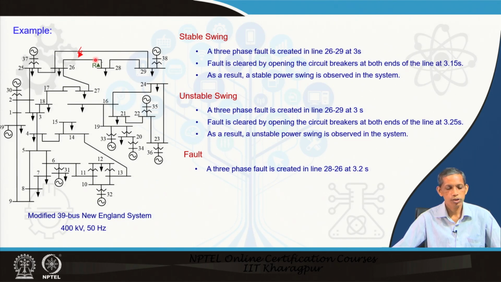So, for the stable swing, we created a fault and then cleared this line, and then this relay considered it an observed swing. Second case, unstable swing: we delayed the clearance of this fault, so this relay observes the unstable situation. Then, instead of this fault, we create a fault in this line between 28 and 26. So, these three situations are to be distinguished by the swing center voltage approach and its rate of change of swing center voltage.